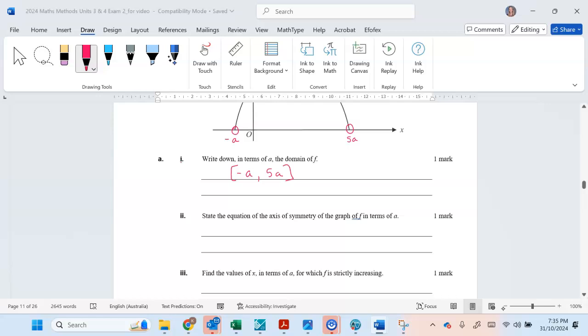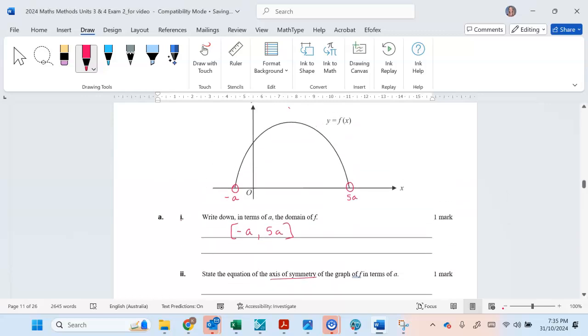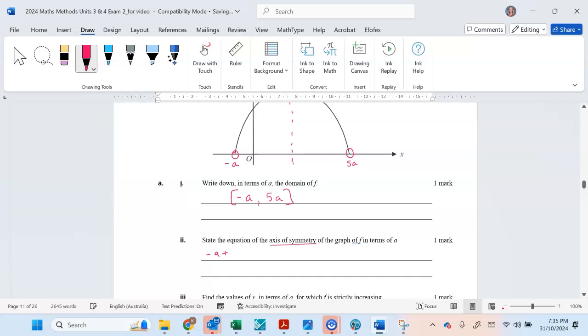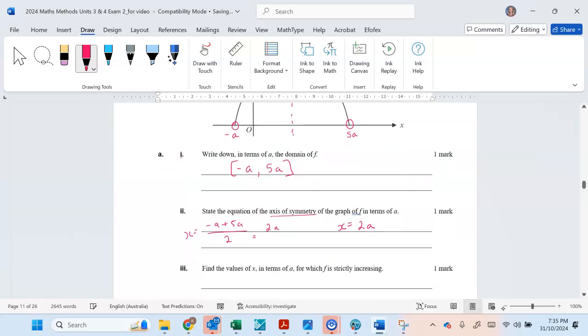1 mark. State the equation of the axis of symmetry of the graph of f in terms of a. So remember, your axis of symmetry is where it separates the graph in half. It is halfway between your two x-intercepts, so you just add them together and divide by 2. Again, you can do that on your calculator, but that is going to be 4a over 2, so that's going to be 2a. So x equals 2a. Another easy mark.